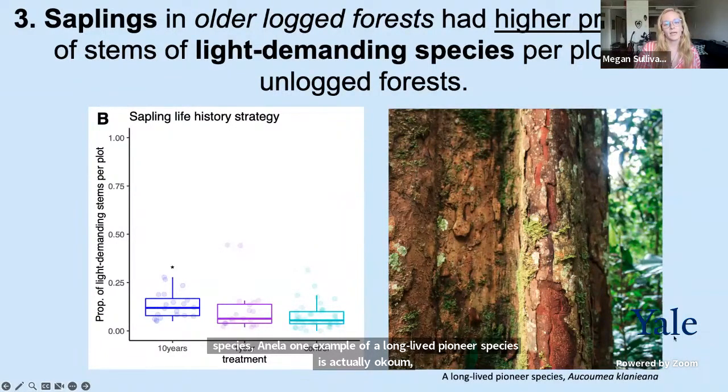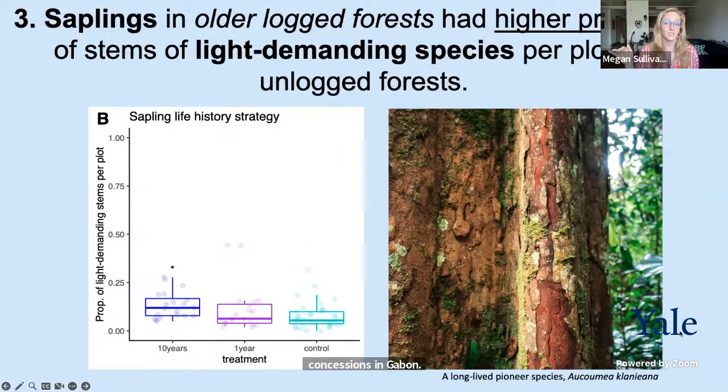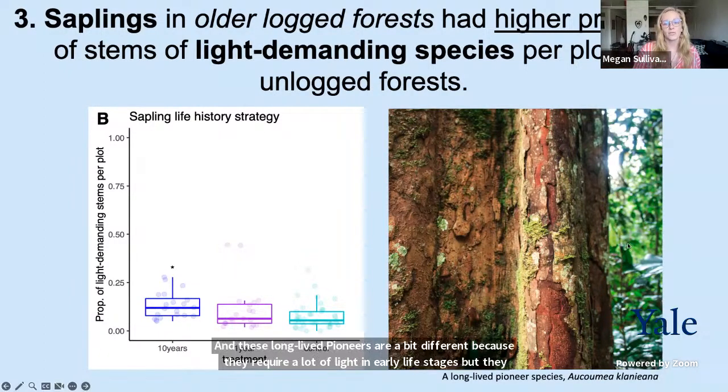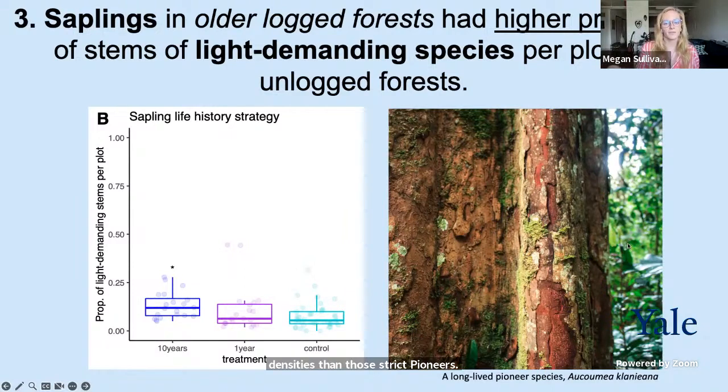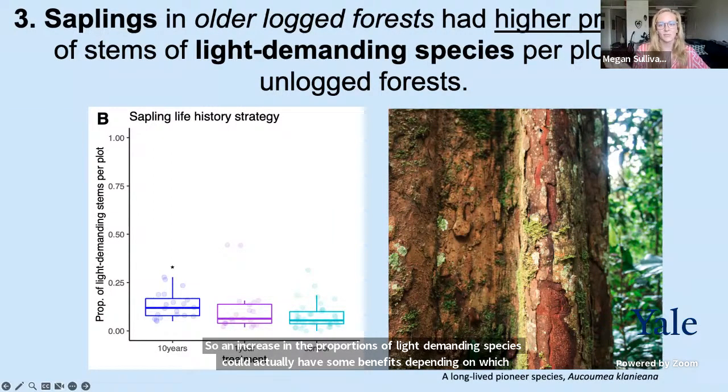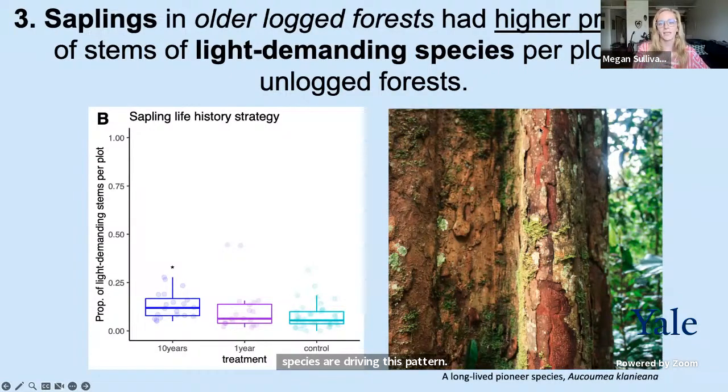And these long-lived pioneers are a bit different because they require a lot of light in early life stages, but they can survive and persist longer than pioneer species, and they have higher wood densities than those strict pioneers. And so an increase in the proportions of light-demanding species could actually have some benefits just depending on which species are driving this pattern.